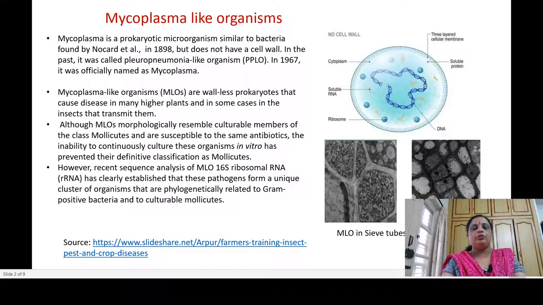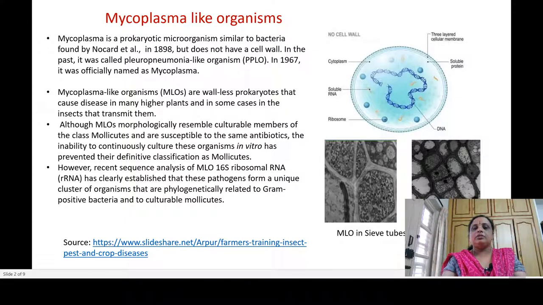Although mycoplasma-like organisms morphologically resemble culturable members of the class Mollicutes and are susceptible to the same antibiotics, the inability to continuously culture this organism in vitro has prevented them from being classified as Mollicutes. So here, this mycoplasma-like organism resembles the Mollicutes, the group of organisms which lack the cell wall. The only difference between the Mollicutes and this mycoplasma is that this mycoplasma cannot be cultured in vitro.